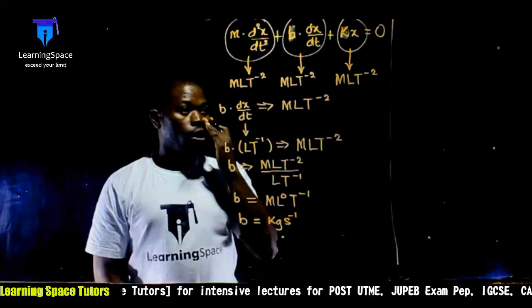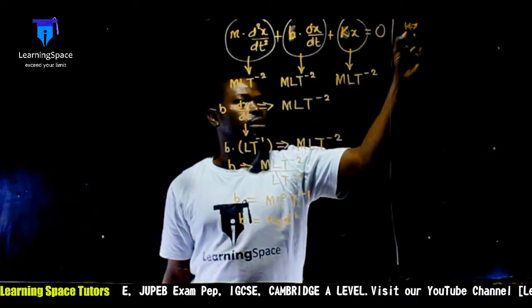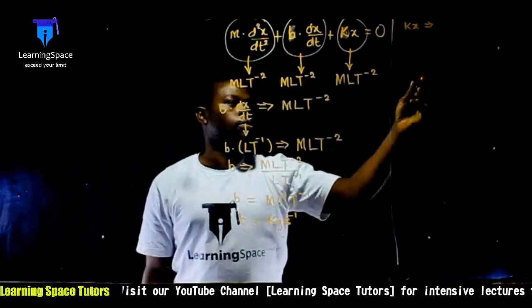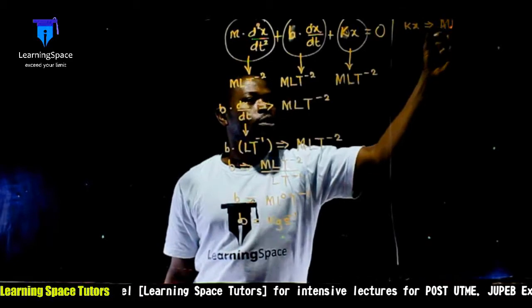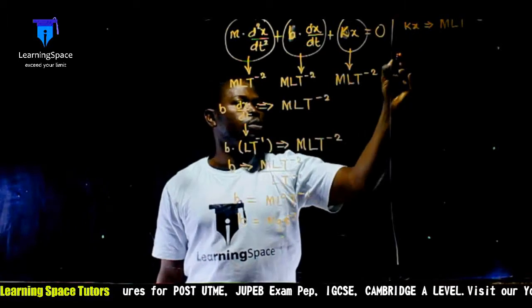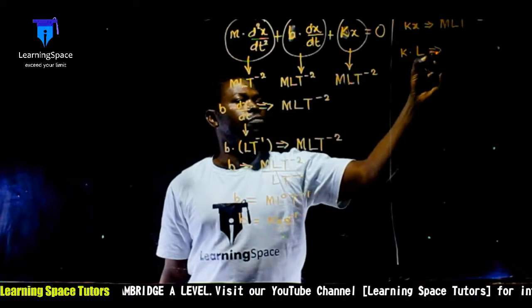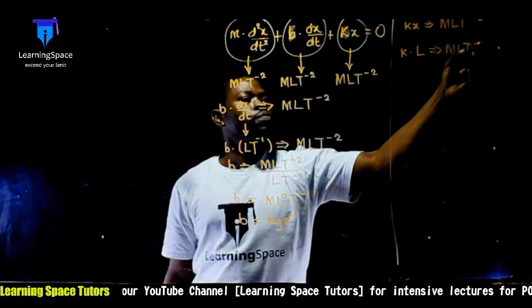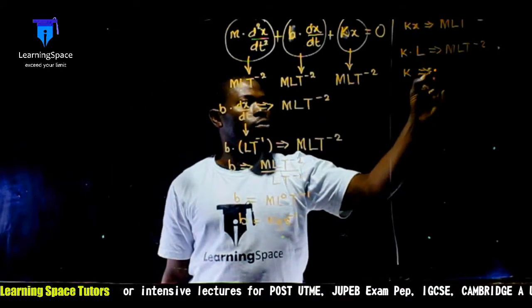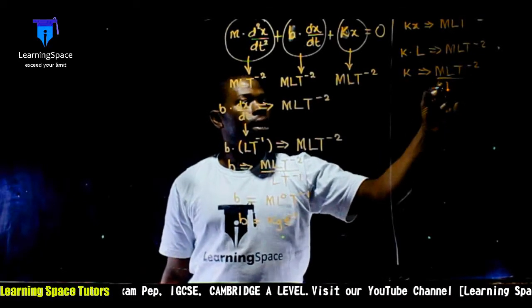Now in this particular part here, our Kx is also said to have the same dimension as the remaining two here, which is MLT minus 2. Knowing fully well that our X is displacement, the dimension for displacement is L, so our K will be MLT minus 2 divided by L.